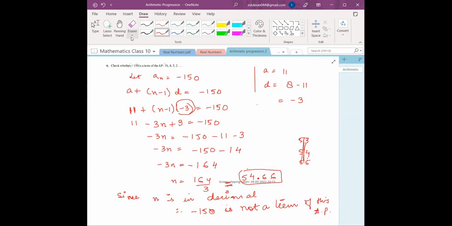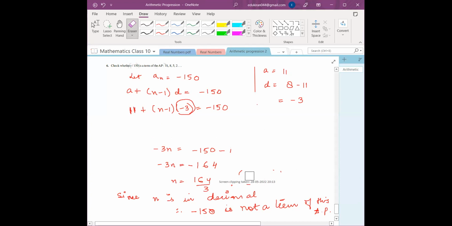Okay, let me erase it and solve it again. I think sometimes I skip steps, so it might be that. But I think it's going to come in decimal only, whatever it is going to come. Let's check it again. So far it is correct, right? Yes, ma'am. Okay, let's do it a bit slowly.